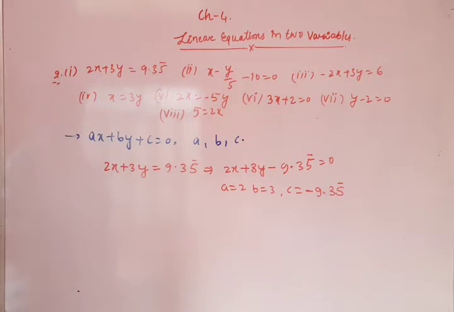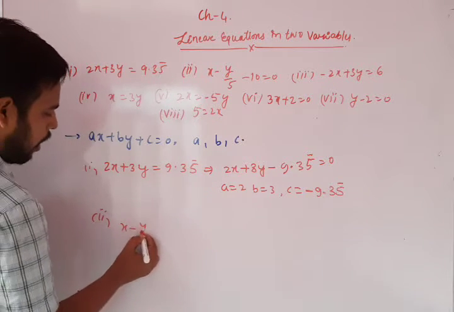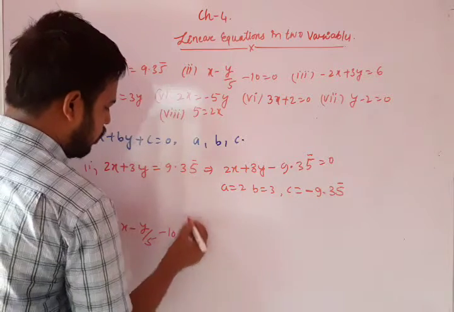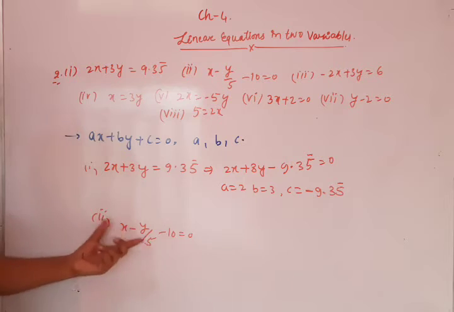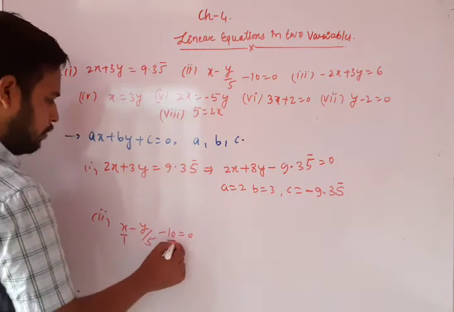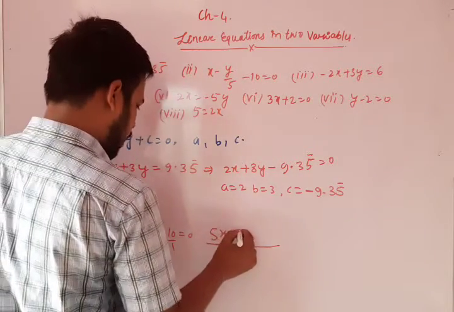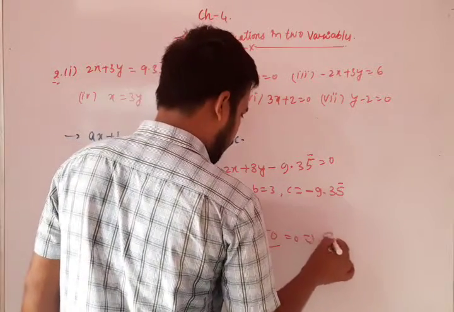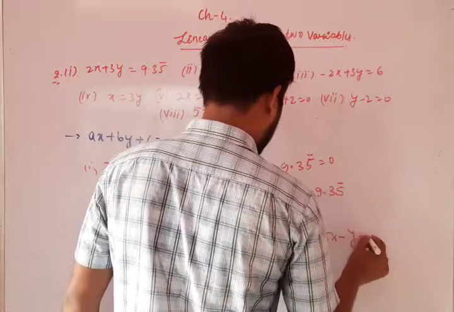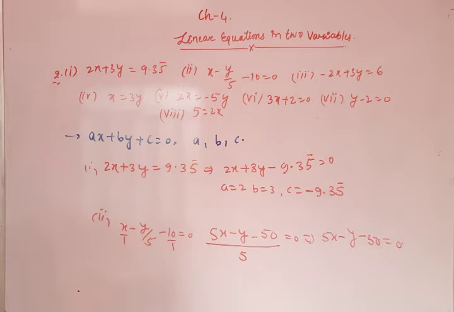Similarly, coming to question number two. Now the second is x minus y upon 5 minus 10 equals 0. We have to write it as ax plus by plus c equals 0. So 5 is the denominator, now take the LCM. What you will get? 5. Now 5x minus y minus 50 equals 0. What equation have you got? 5x minus y minus 50.